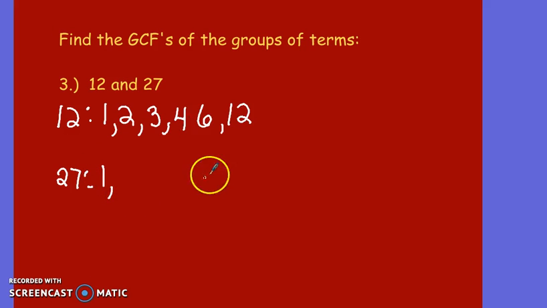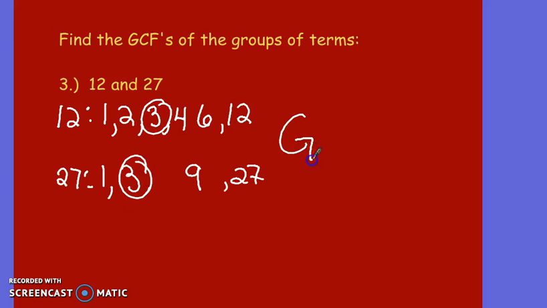27, now we have our 1 times 27. It's not even, so not 2. 3 times 9, and nothing else goes into it. So I look at my two lists. The biggest number they have in common is 3, so I know that my GCF, or my greatest common factor, equals 3.